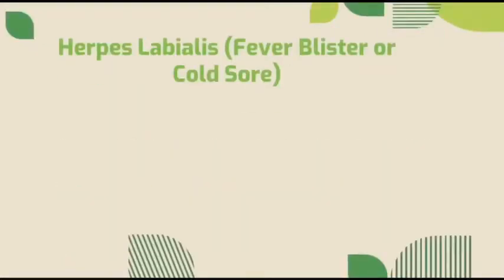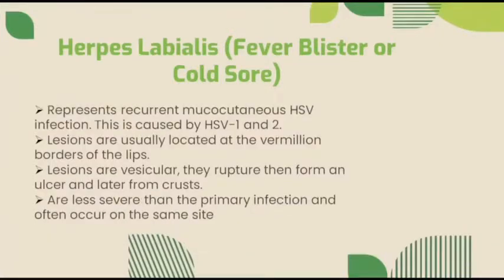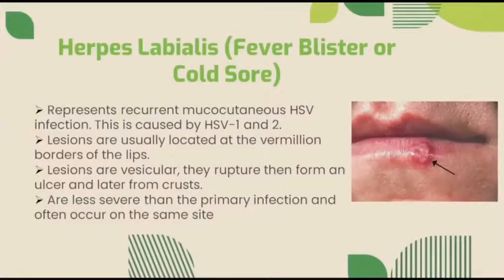Herpes labialis, fever blister or cold sore. It represents recurrent mucocutaneous HSV infection. This is caused by HSV-1 and 2. Lesions are usually located at the vermilion borders of the lip. Lesions are vesicular. They rupture, then form an ulcer, and later form a crust. They are less severe than the primary infection and often occur on the same site.